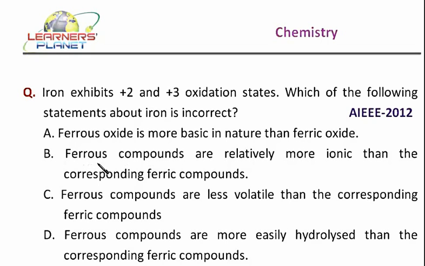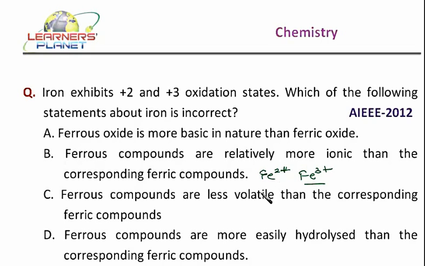The next option is, ferrous compounds are relatively more ionic than the corresponding ferric compounds. This is also right. Ferrous compounds, they are more ionic. Say the ions. The ions formed are Fe2+ and Fe3+. Smaller is the size of the cation, more is the covalent character. So in this case, which will be smaller? Fe3+ will be smaller, so more will be the covalent character of ferric compounds.